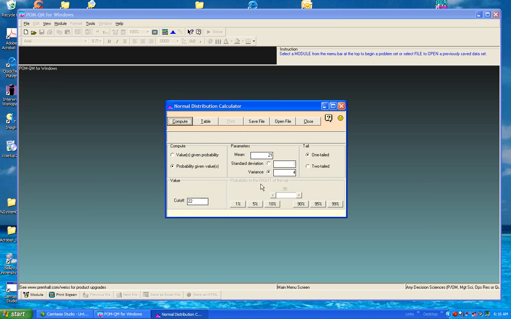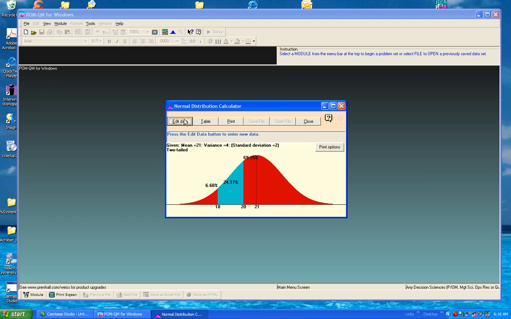You could use 2 cutoff points, but that would require a two-tailed analysis. Let's say we want to know the area or the probability that the project will take between 18 weeks and 20 weeks. This blue area would be that probability, and it'll be about 24% chance or 0.24 probability that the project time will be between 18 to 20 weeks when the average time for the project is 21 weeks.